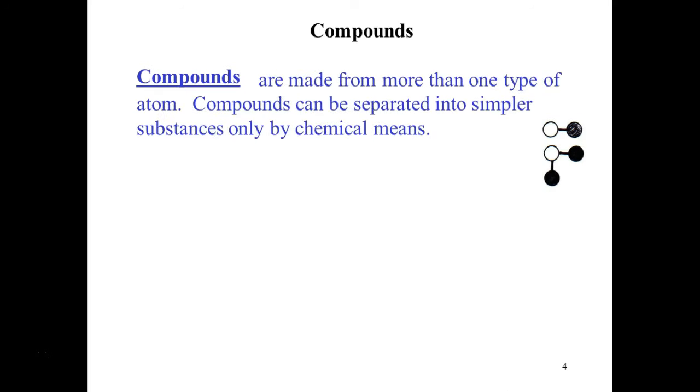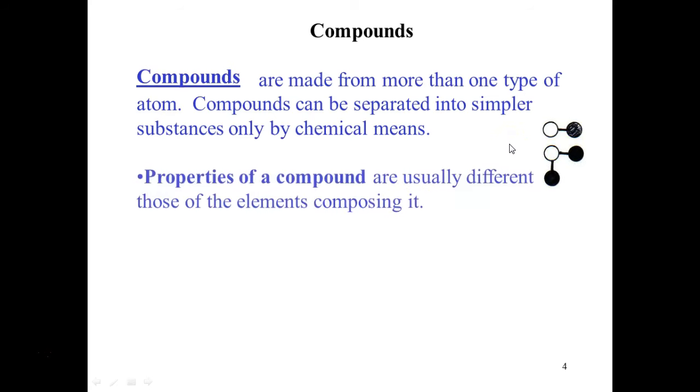Compounds are made from more than one type of atom, which is chemically bound, right? So they can't be separated except by chemical means. You can't break those bonds unless you do a chemical reaction. So those two different types of atoms are chemically bound.